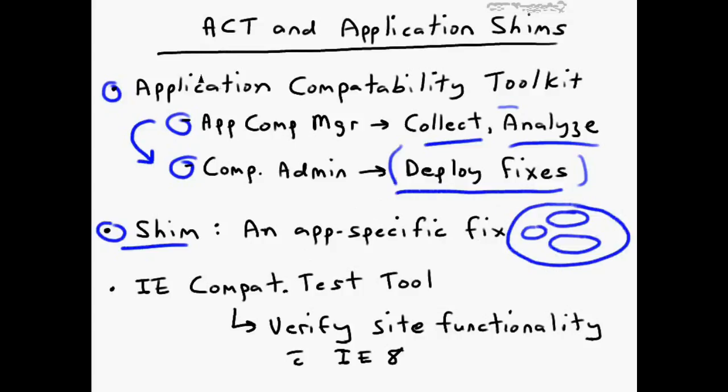Believe me, Microsoft got a lot of mileage out of the ACT with Windows Vista. There were so many application compatibility problems there. Therefore, the latest version of ACT that functions with Windows 7 carries on that tradition. The third tool that ships with the Application Compatibility Toolkit is called the Internet Explorer Compatibility Test tool. And this is a tool that's potentially useful not only to IT managers and desktop support technicians, but also to web developers, content developers, and application programmers. The IE Compatibility Test tool is used to verify site functionality under the latest and greatest version of Microsoft Internet Explorer, which, as of this recording, is version 8.